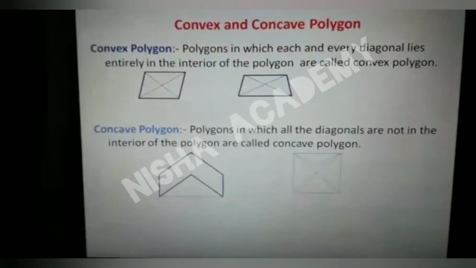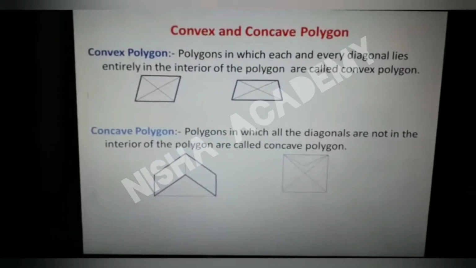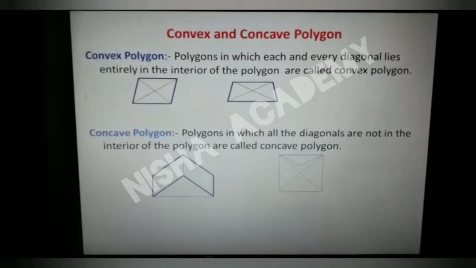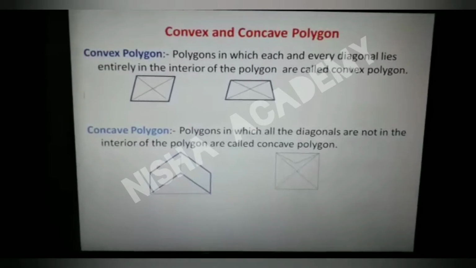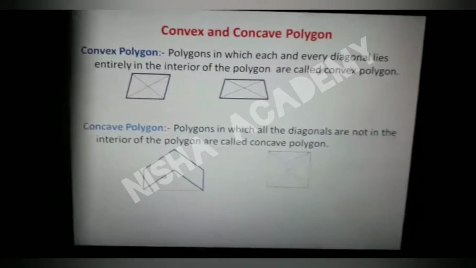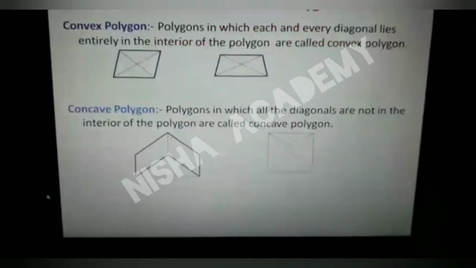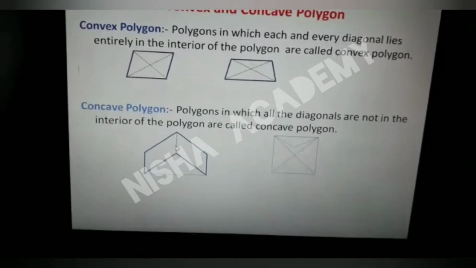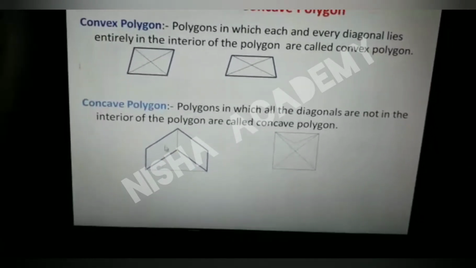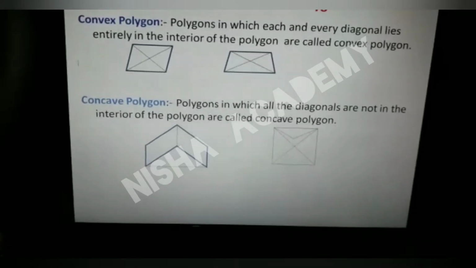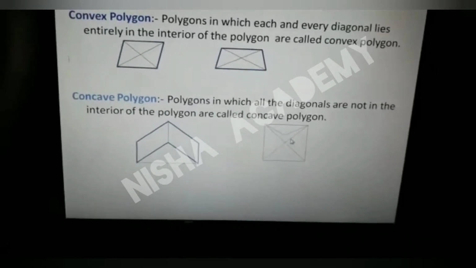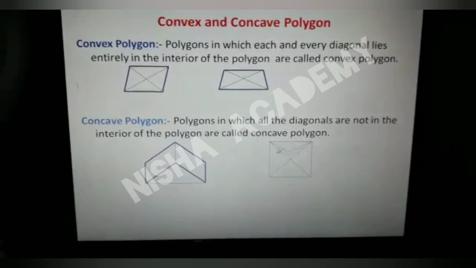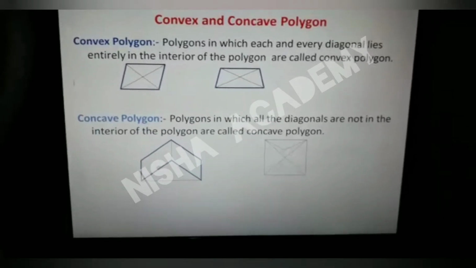While in concave polygon, it is exactly the opposite. All the diagonals are not in the interior part of the polygon. Means they do not lie in the inner part of the polygon. Like in this figure you can see that one diagonal is inside but the other diagonal is outside the polygon, in the external part. Same way in this also, these two diagonals are in internal part while this one is in external part. So these are called concave polygon.